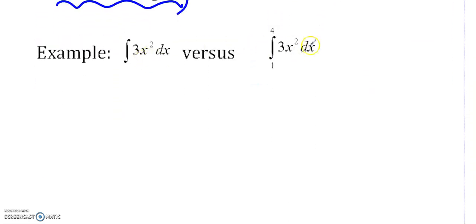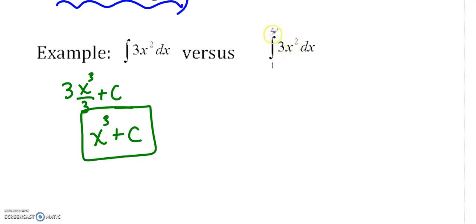So we have the same function, 3x squared. This one is the indefinite integral. This one is the definite integral. So the indefinite integral just means take the antiderivative. So the 3 is just going to hang out. This becomes x to the third over 3 plus c, which really then is just x to the third plus c. This is our antiderivative.